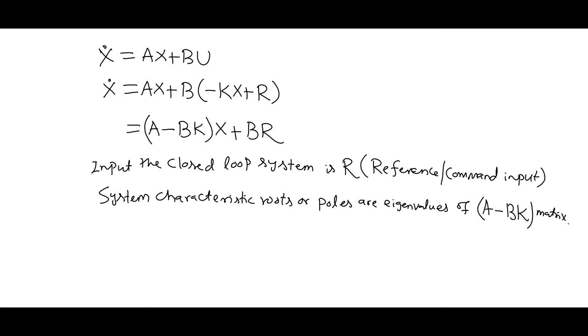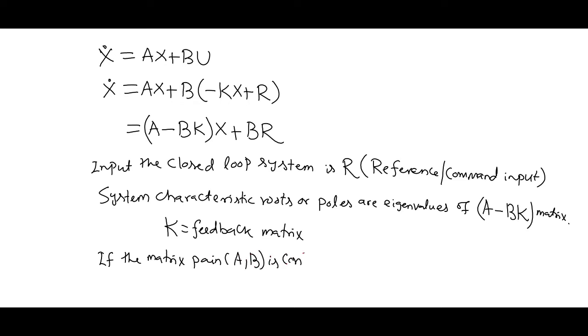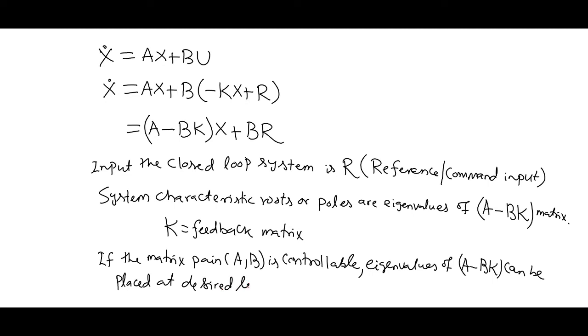So, A is the open loop or actual system, and with the state feedback control law implementation, the system matrix is changed from A to A minus B K. So, A is system matrix, B is the input matrix, and K is the feedback matrix, as you see in the control law. So, if the pair A B is controllable, eigenvalues of A minus B K can be placed at desired locations.